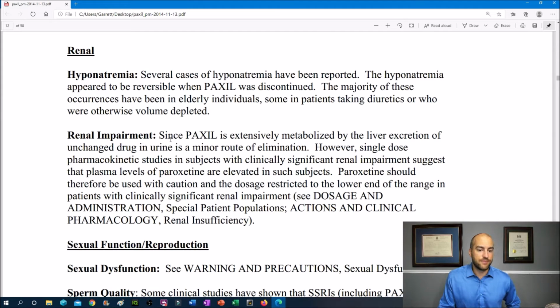Renal impairment. So since Paxil is extensively metabolized by the liver, excretion of unchanged drug in urine is a minor route of elimination. However, single-dose pharmacokinetic studies in subjects with clinically significant renal impairment suggest that plasma levels of paroxetine are elevated in such subjects. Paroxetine should therefore be used with caution and dosage restricted to the lower end of the range in patients with clinically significant renal impairment or kidney impairment.